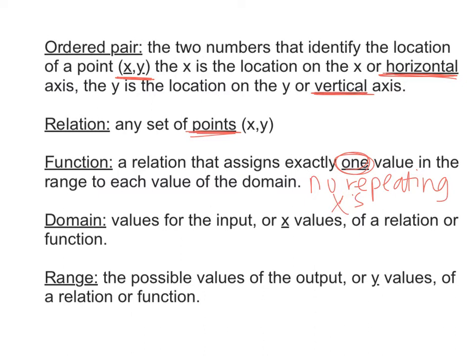The domain is the values for the input or the x values of a relation or function, and the range is the possible values of the output or the y values of the relation or the function.